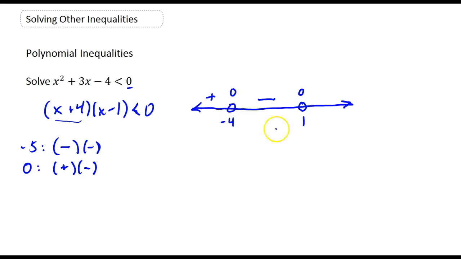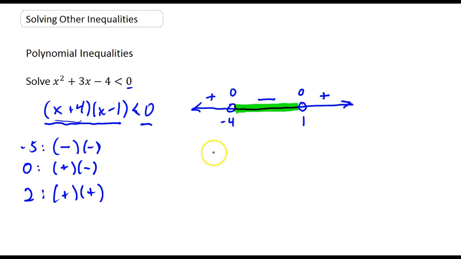And finally, let's pick a number greater than 1. Say 2. 2 plus 4 is positive. 2 minus 1 is also positive. Positive times a positive is positive. Now what I want is all results that are less than 0, in other words, negative results. So here's our region that gives us that. All values of x between -4 and 1. So I can say that x is in the interval (-4, 1).